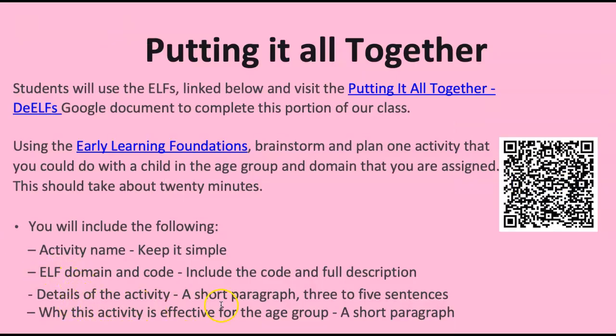Then you're going to write a short paragraph, 3 to 5 sentences, detailing for us what your activity is about. Remember, you're keeping it specific to your age group and the domain that is assigned. And then finally, why is this activity effective for the age group? A short paragraph. Okay, so we're going to hit pause and move over to that Google Doc so that you get a sense of the expectations.